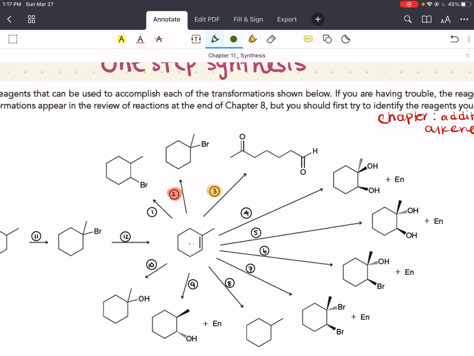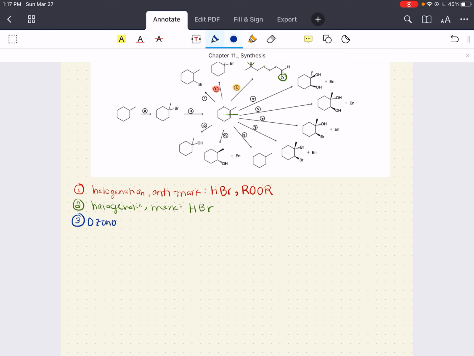So that means that we're doing an ozonolysis reaction. All right, let's write this down, ozonolysis, and we know our reagents that we need for this. I don't know how to spell that, don't come at me. We need O3, ozone, and then DMS. Those are our reagents for ozonolysis always. Fantastic. So that's 3. What about 4?